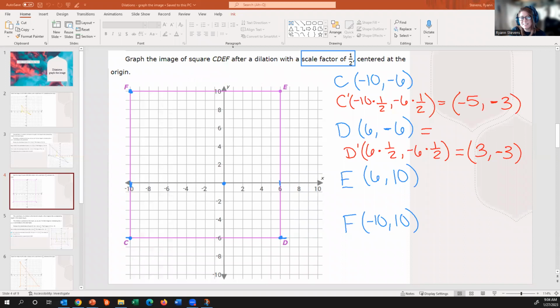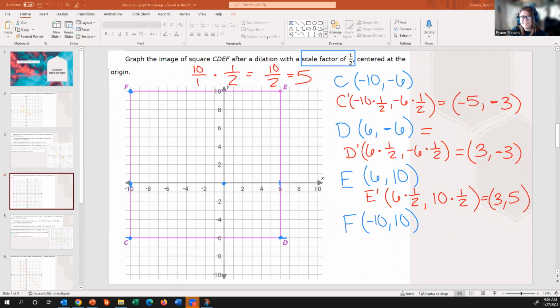And then down here, we did the same thing up with D. We did +6 times 1/2. So when we're solving for the image of E, we could say 6 times 1/2. That gave us +3. And then negative 10 times 1/2. So this would give us a positive 3, and then 10 over 1, because it's a whole number, times 1/2. 10 times 1 is 10 over 2. 10 divided by 2 would give us a positive 5.